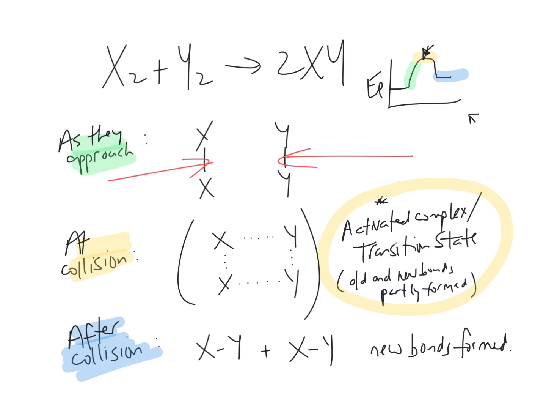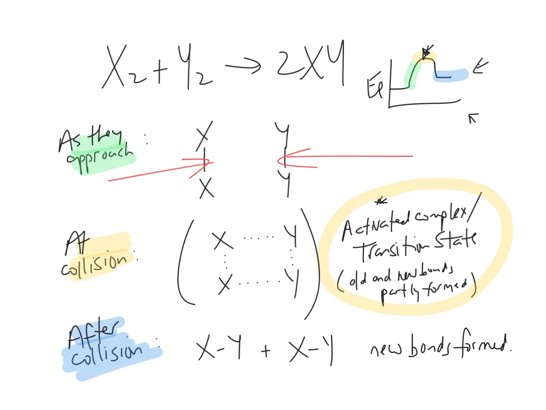And what's going on in the activated complex is the old and new bonds are partially formed, and that's represented by the dotted lines here, representing where the old bonds were and where the new bonds will be if indeed it is an effective collision and proceeds to products. And then after collision in the blue zone here, we have the new bonds being formed, and you can see the two products X, Y created.